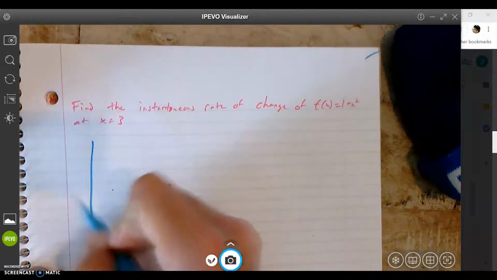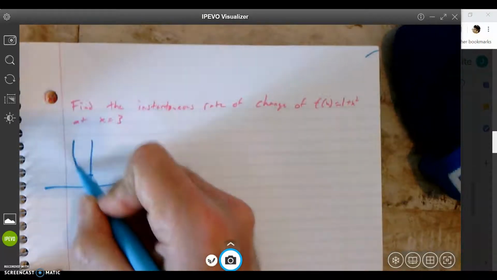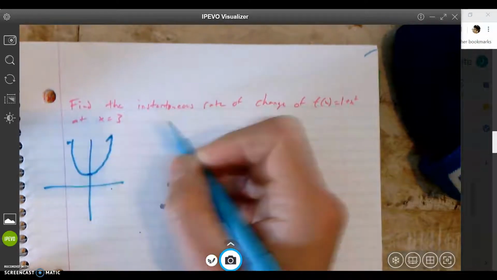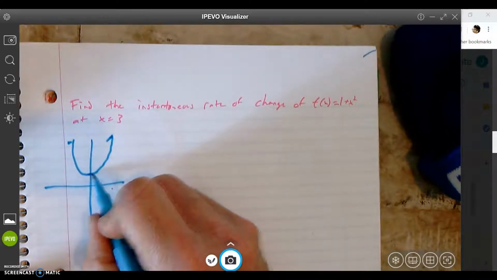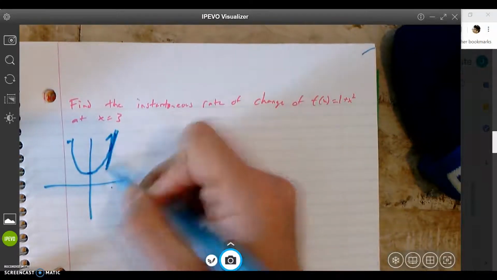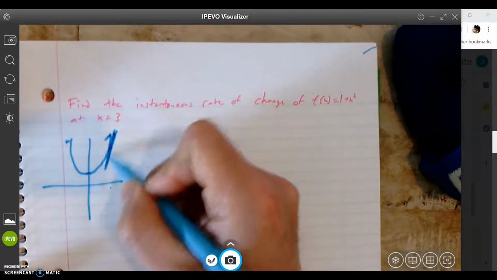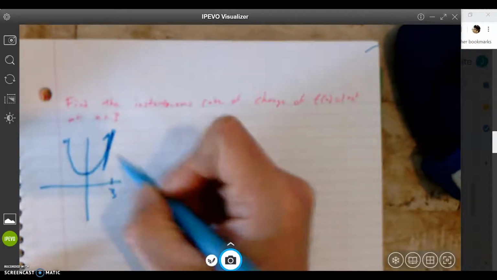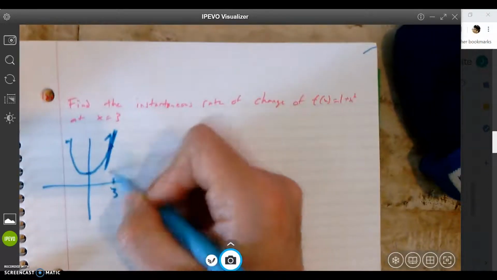So 1 plus x squared: the 1 looks like this, right? So that's 1. And then you have x squared, which is a parabola, at 3. So it's like this. So this is going to be a pretty steep slope. Like this could be 3 right here. So the slope at that point is pretty steep.